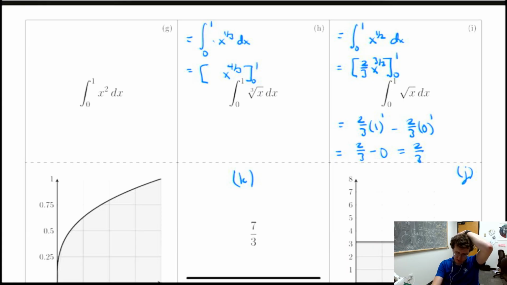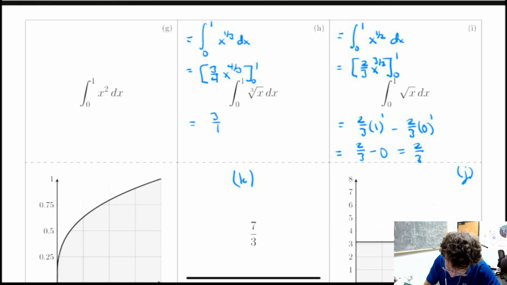And then I don't have any coefficient out here. I guess my coefficient is a 1. So what thing do I need to multiply by so that when I differentiate and I pull down the 4/3, I end up with this 1? Well, that would be 3/4. Plug in 1, plug in 0, subtract. This comes out to 3/4.